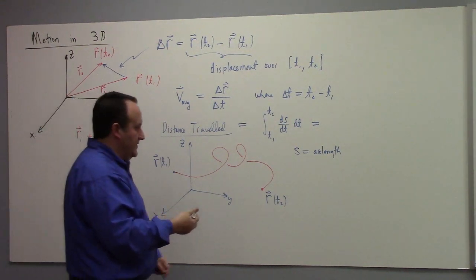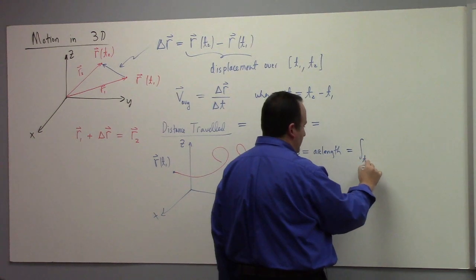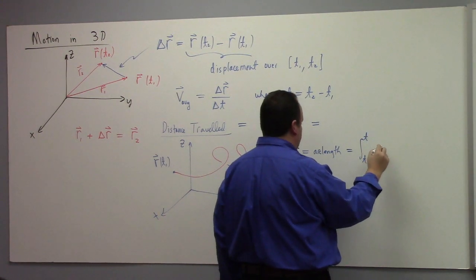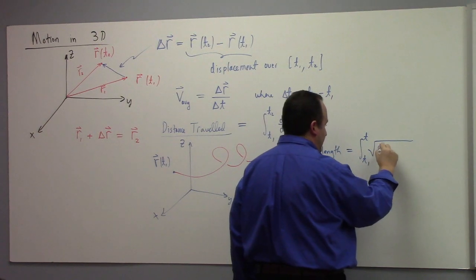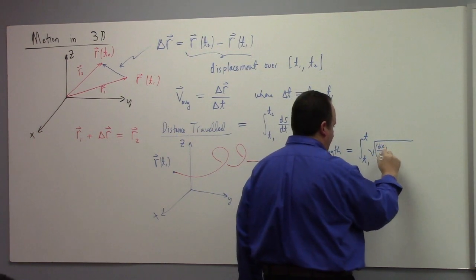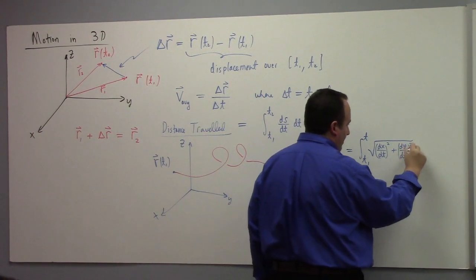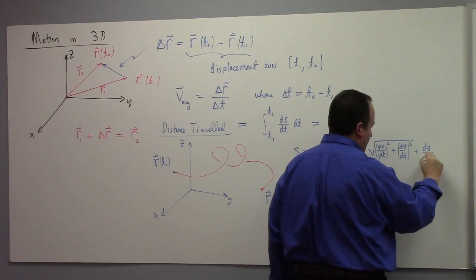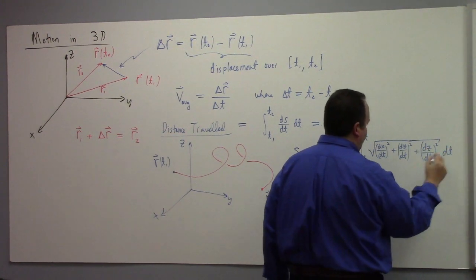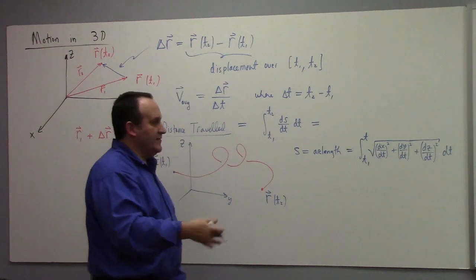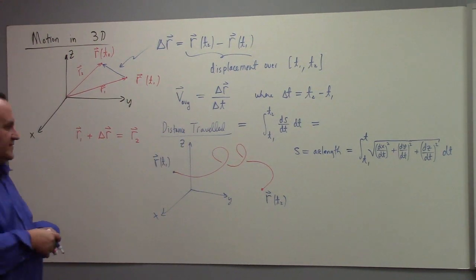And so the arc length would be the integral from, say, t1 to t of the square root of dx/dt squared plus dy/dt squared plus dz/dt squared, dt. So you integrate. But what is that? What's that thing I just wrote down? There's a simpler way to look at this.